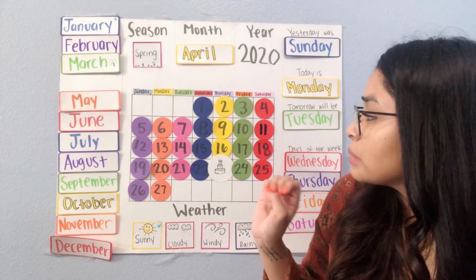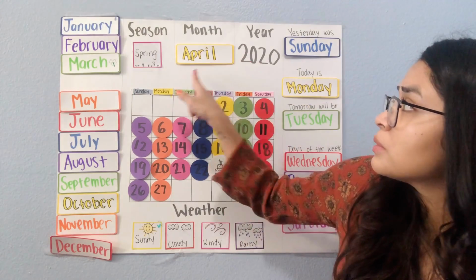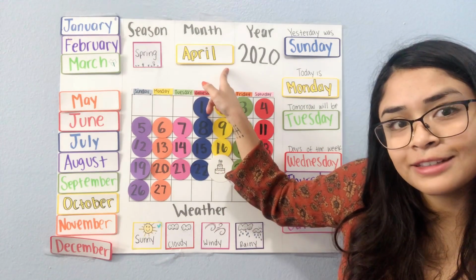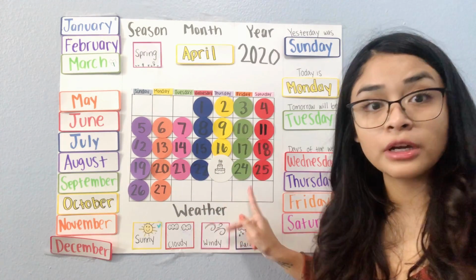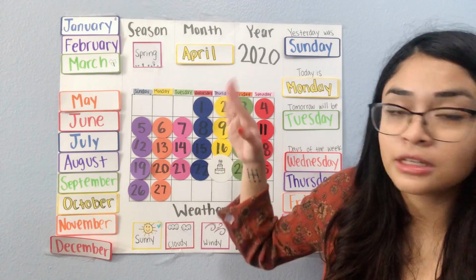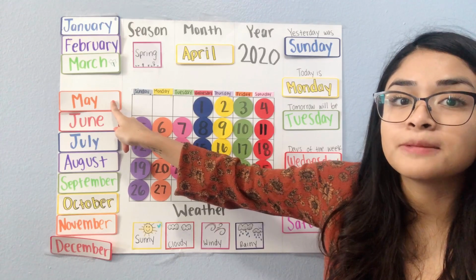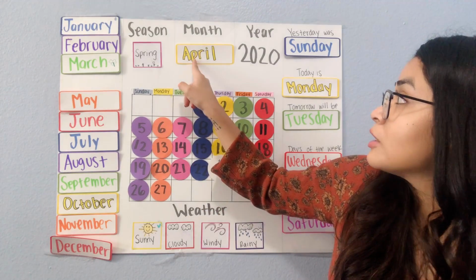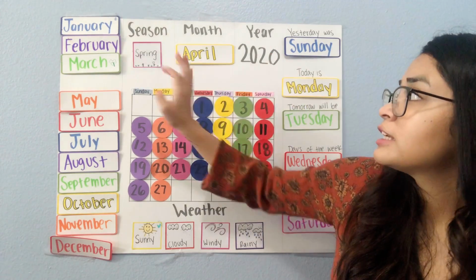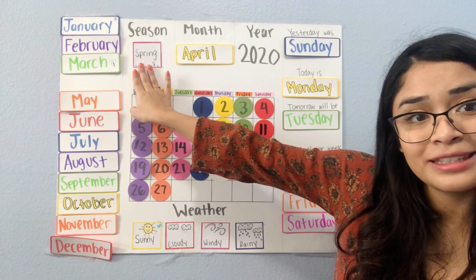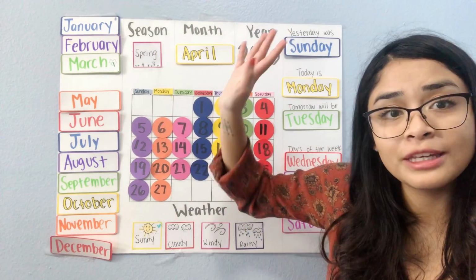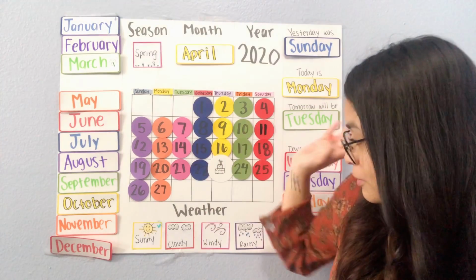Let's do a quick repeat after me so we remember what month it is. It's still April. We haven't finished it. We're going to finish it by the end of this week. We're going to be done with April and we're going to move on to May. But we know it's April, we know what year it is, we know it's springtime still. The flowers are blooming, the trees are growing.